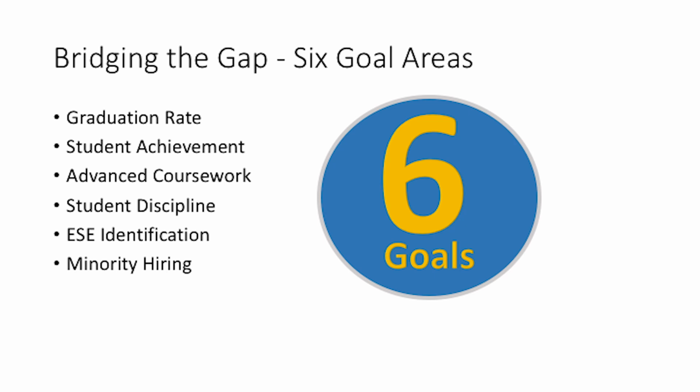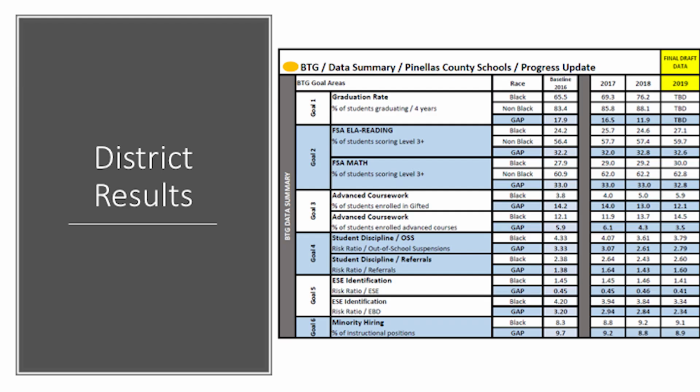So just a high-level overview of Bridging the Gap. If you remember 2 years ago at your school, you kicked off the school year going over the Bridging the Gap plan. You, in fact, shared this exact same slide. There are 6 goal areas: graduation rate, student achievement, advanced coursework, student discipline, ESE identification, and minority hiring. So 6 big goals. And then the next slide shows that as a district, we chart our progress.